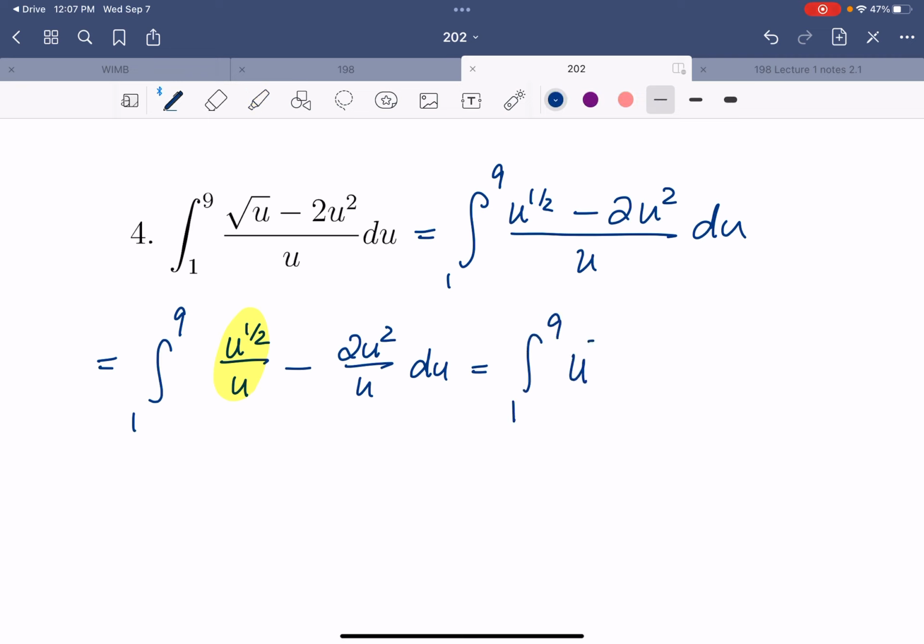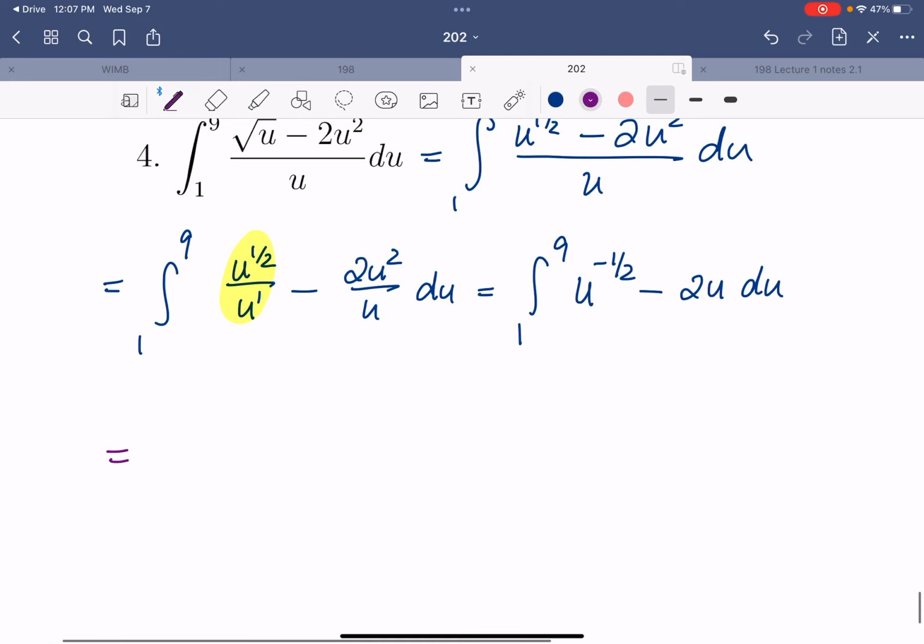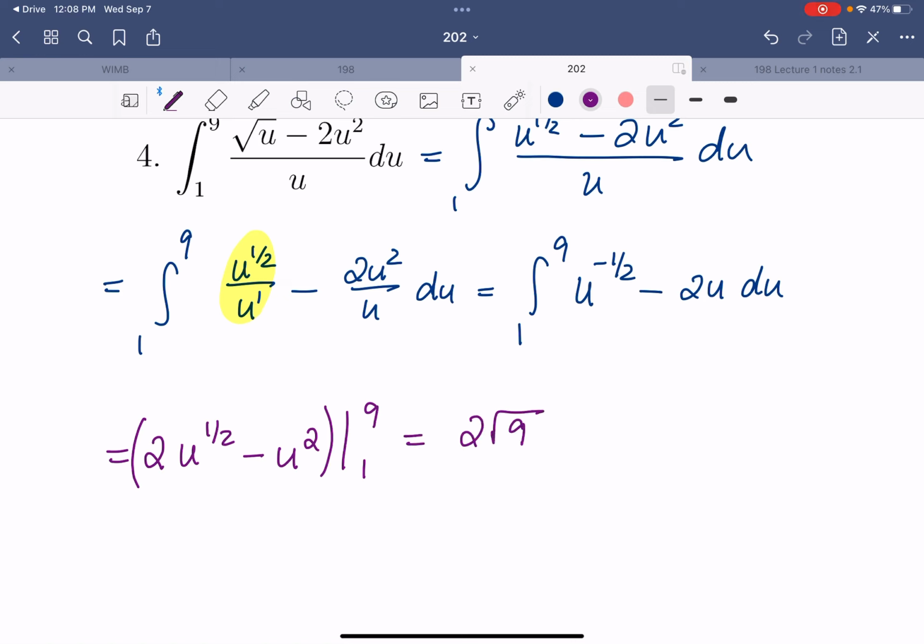And now I'm ready to go ahead and take my antiderivative. So now I can drop my integral sign because I'm taking the antiderivative. I'm going to add 1 to my exponent, which would be u to the 1/2, and I'm going to divide by that new exponent. Dividing by 1/2 is the same as multiplying by 2. And then minus u squared, and I'm evaluating it from 1 to 9. So I'm going to plug in 9 first. So 2 times the square root of 9, because u to the 1/2 is the square root of u, minus 81 is when I plug in 9.